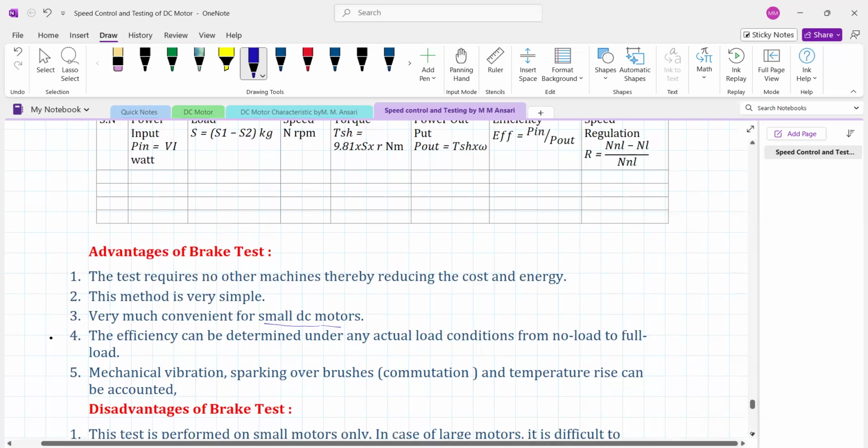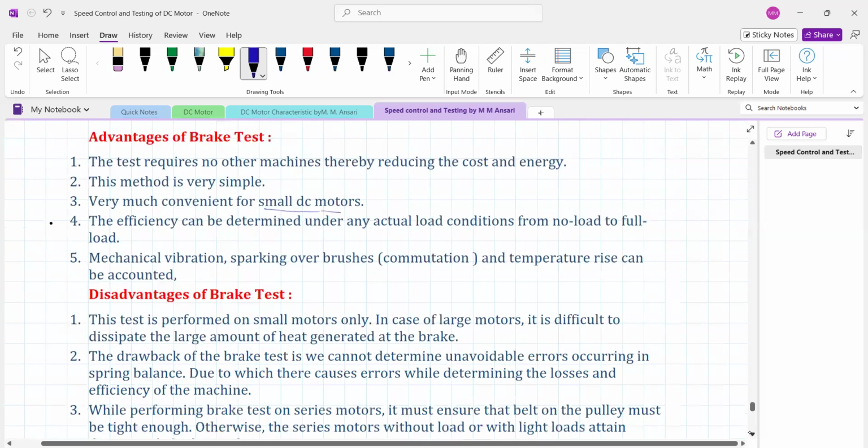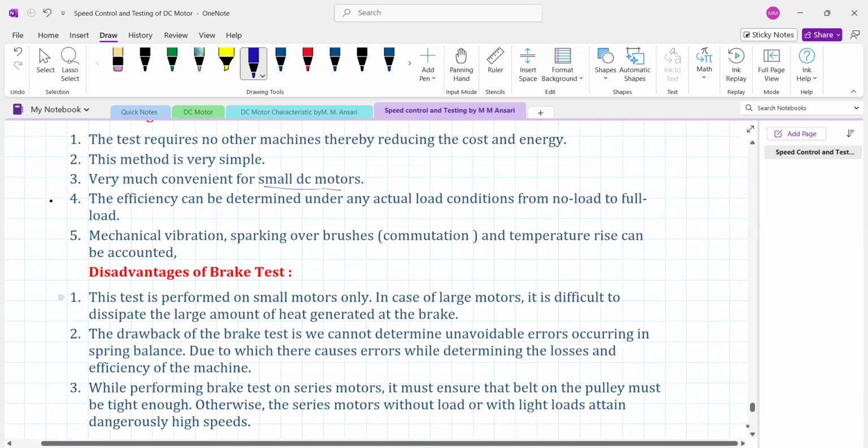Now, it has some disadvantages. The very first disadvantage is that this test is performed on small motors only. A big motor requires a large power and a large mechanical arrangement. Say 10 HP, 15 HP, it's okay. But if you want to conduct the test on a 50 HP, 100 HP or 200 HP motor, it is difficult to conduct a direct load test.